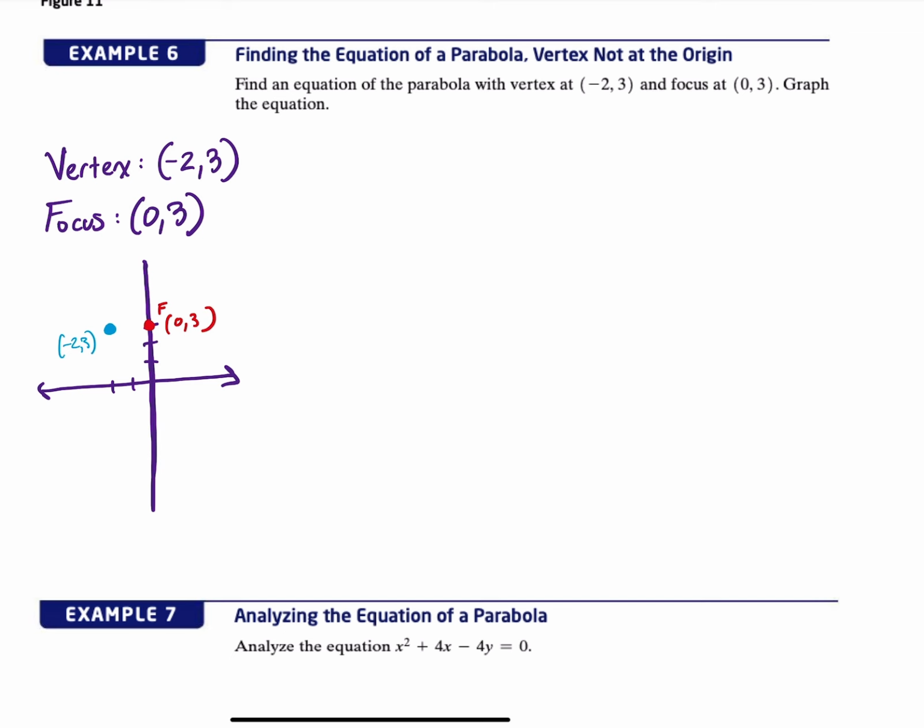So already from here, we can get this distance. We want this distance from the vertex to the focus. Well, that's a distance of 2 units. You can see going 2 spaces here. So that tells us our A value should be equal to 2. And knowing this, we can already get our directrix. It should be 2 units in the other direction. So that's over here at x equals negative 4.